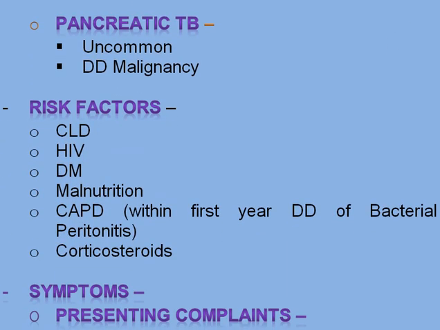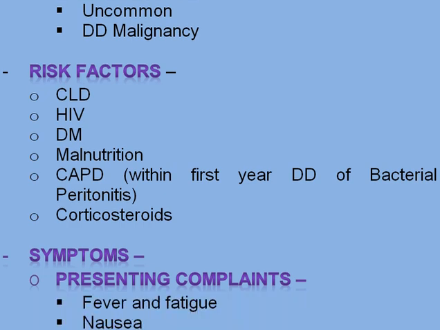The risk factors of TB are chronic liver disease, HIV, diabetes mellitus, malnutrition, CAPD. Within the first year of the CAPD, this presents, and the most common DD is bacterial peritonitis. Also corticosteroids: the patients taking corticosteroids are at risk of developing abdominal TB.